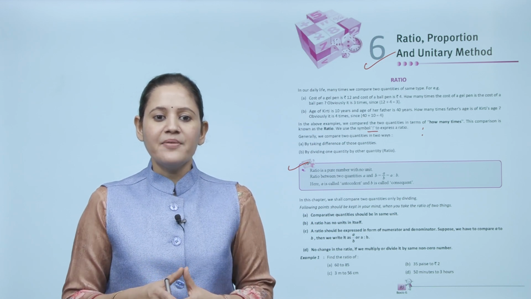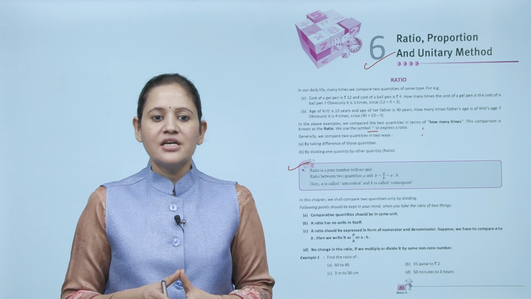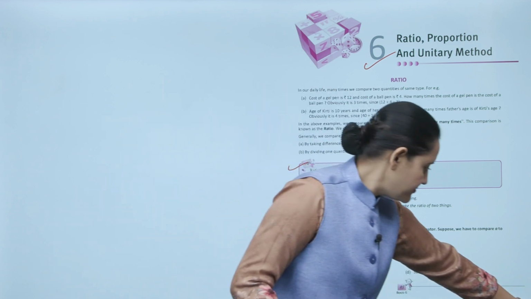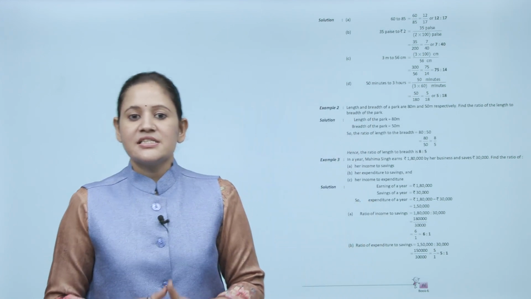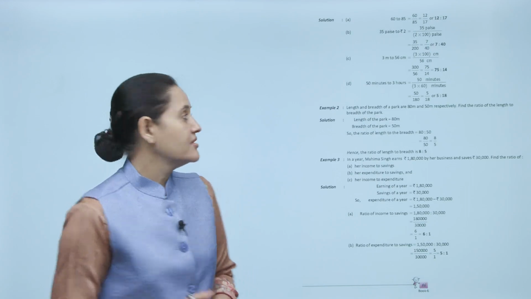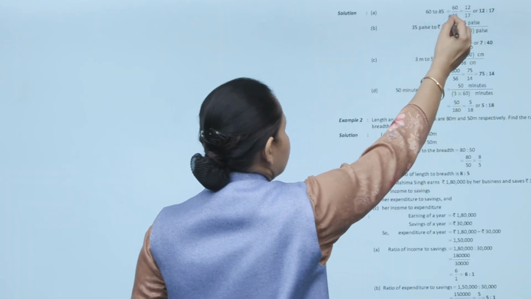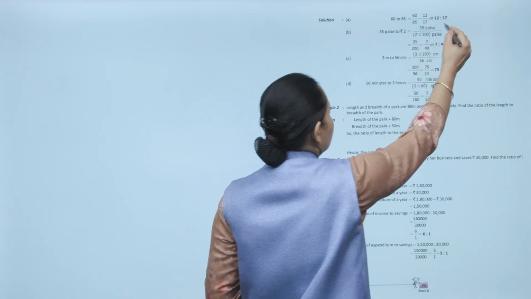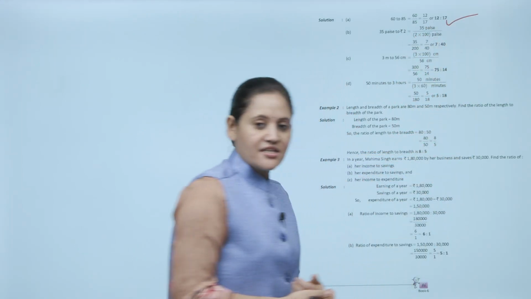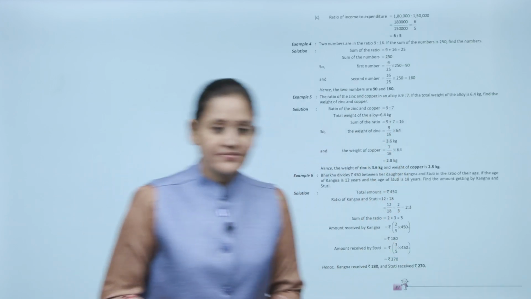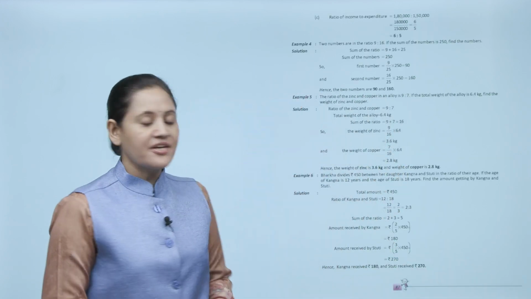We'll take an example. Find the ratio of 60 to 85. 60 to 85 का रेशियो निकालना है. That means 60 upon 85. We will change it to the lowest term, that is 12 upon 17. So ratio क्या हो जाएगा? 12 ratio 17. Clear? Some more examples are given here. Practice that also.